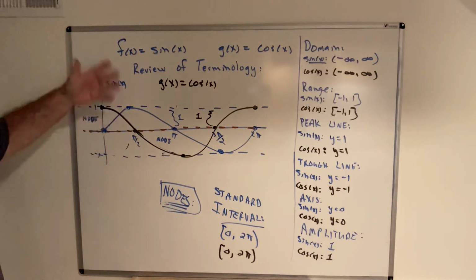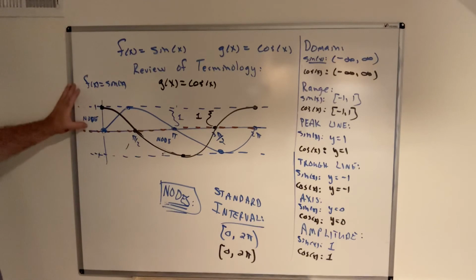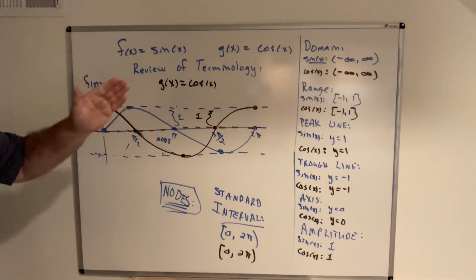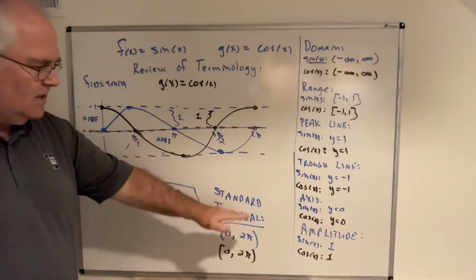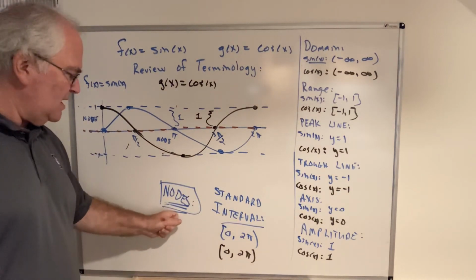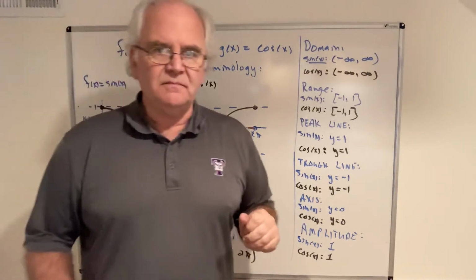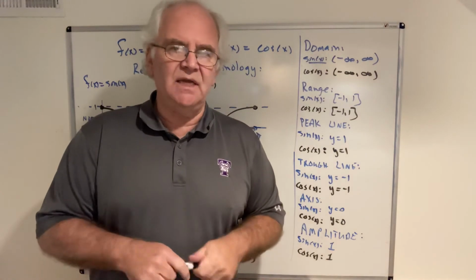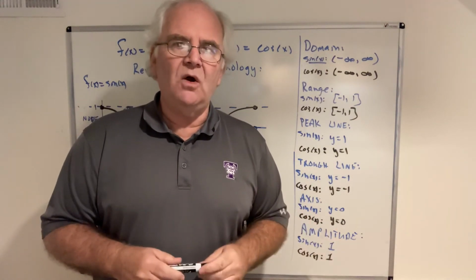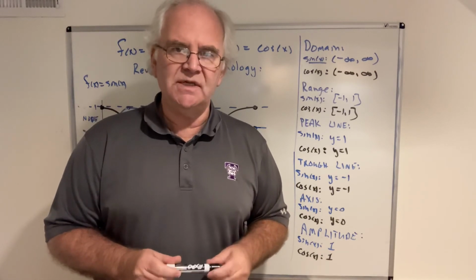So that's a review of the basic terminology. Remember, we have nodes thrown into the mix. So that's the review of the basic terminology of sine and cosine. We have domain, range, peak line, trough line, axis, amplitude, the standard interval, and then the nodes. One last piece: nodes come into play. Just cover up the picture. Suppose someone asks, in the standard interval, where are the nodes for the sine curve?